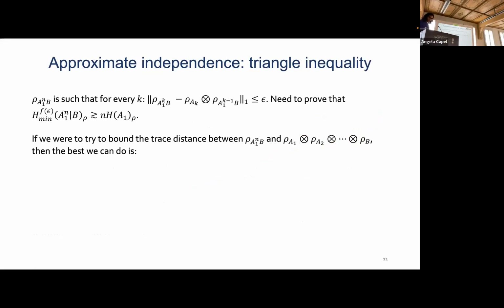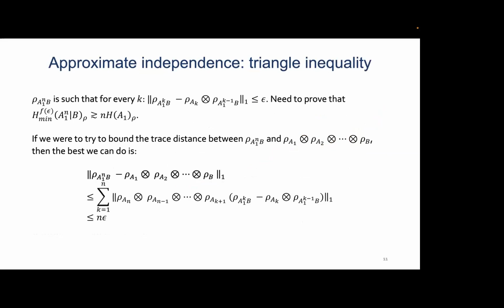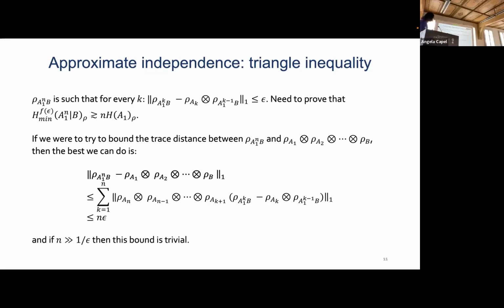So yeah, let's just for fun try to calculate the trace distance between these two states. And if you do that, it's very easy to use the triangle inequality and show that this trace distance is going to be bounded by n epsilon. Now, this is the best you can do really, this or the fact that the trace distance is bounded by 2. And yeah, this is not good because if n is large, then this is meaningless. So yeah, that doesn't really help.